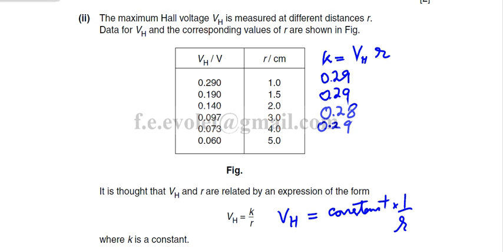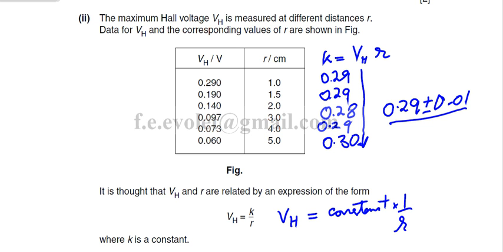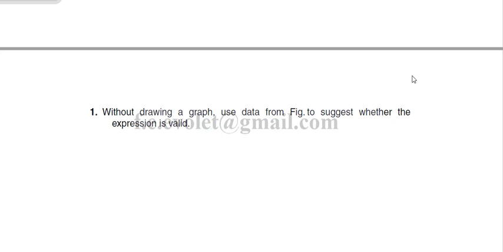And 5 into 0.6 is 0.30. So yes, this value is approximately a constant. It varies, like you can write it as 0.29 plus minus 0.01. So the constant has this value, plus minus 0.01. So it's a constant value. So yes, the statement is right.